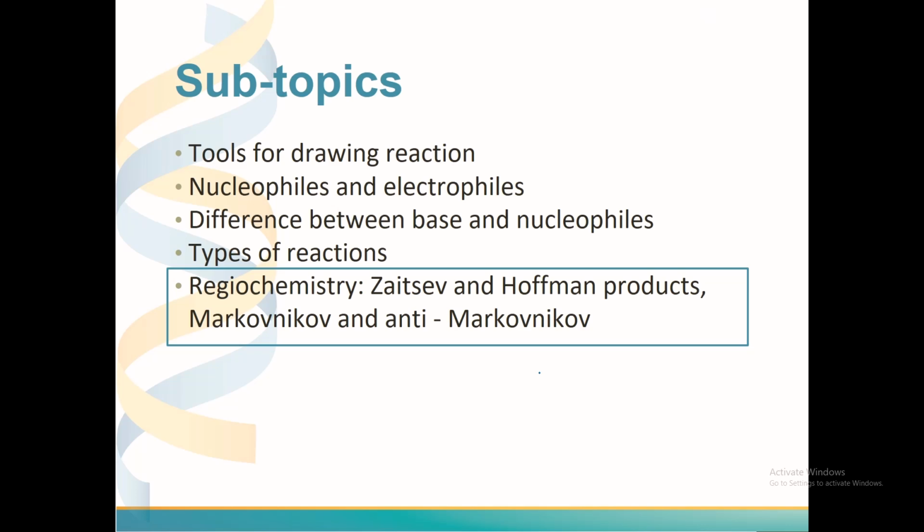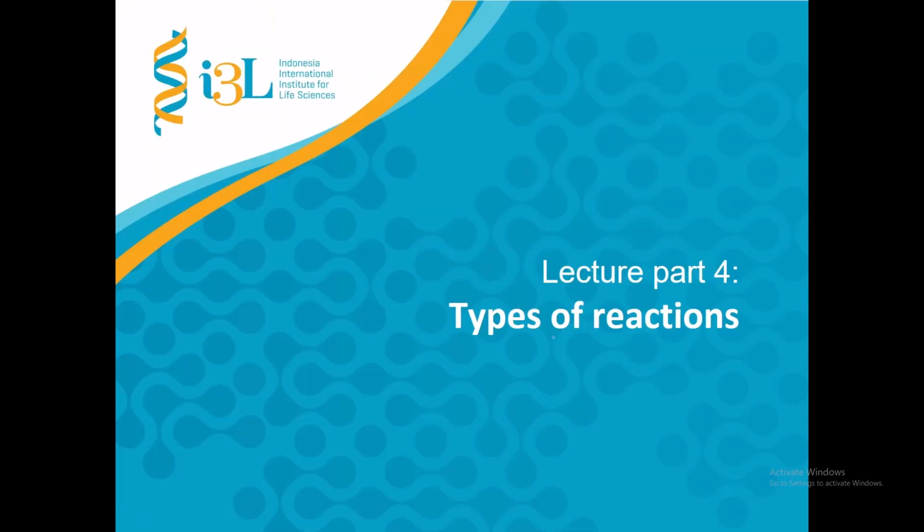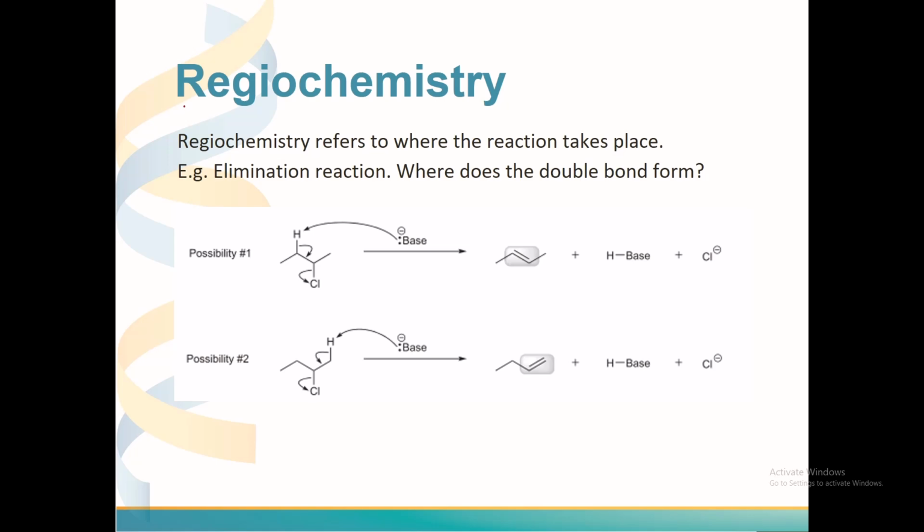Next, we're going to talk about regiochemistry. In the kind of reactions that you already discussed before, you could get Zaitsev and Hofmann products or Markovnikov and anti-Markovnikov products. So what is regiochemistry? Regiochemistry refers to where the reaction takes place. As you have seen before in the previous example, the reaction can take place at carbon A or carbon B and so on. That will depend on the regiochemistry.